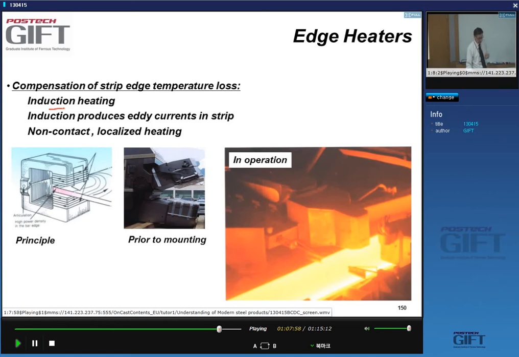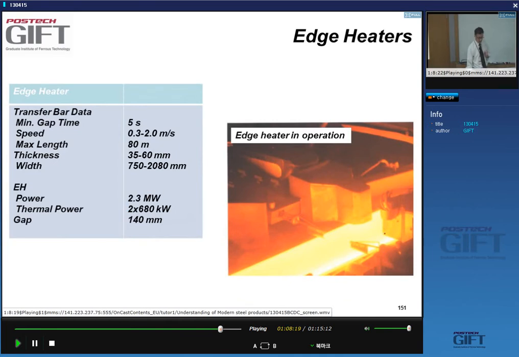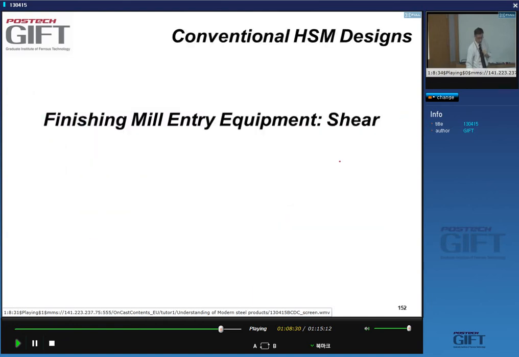So it's induction heating. The induction produces eddy currents in the strip, and these eddy currents will give you heating of the strip. It's non-contact and it's very localized. So that is the reason why we like to use induction heating. Okay, this is an induction heater. Some parameters here. The advantage also is that you can use induction heating on a moving strip, yes, because it's very fast heating.